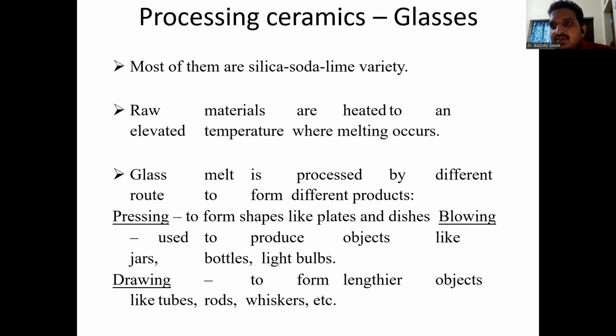For processing of glasses for different applications, most of them are of the silica, soda, lime variety. These raw materials are heated to elevated temperatures and melting occurs. This glass melt is processed by different routes to form different products. Pressing is used to form shapes like plates and dishes, blowing is used to produce objects like jars, bottles, and light bulbs, and drawing is used to form lengthier objects like tubes, rods, whiskers, etc.